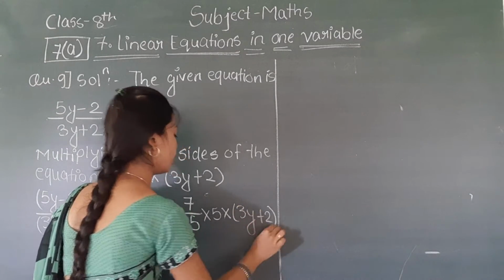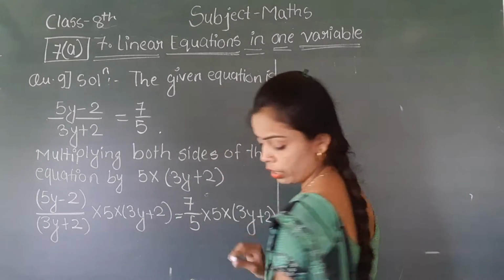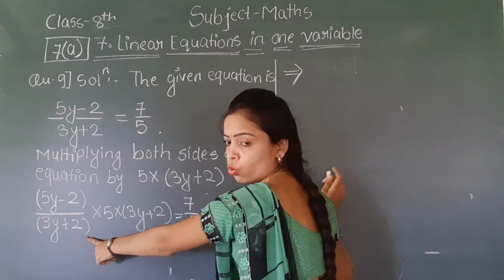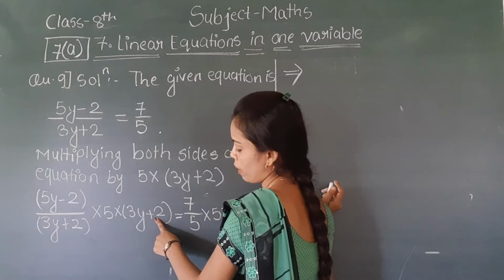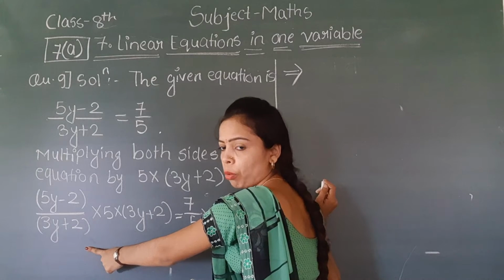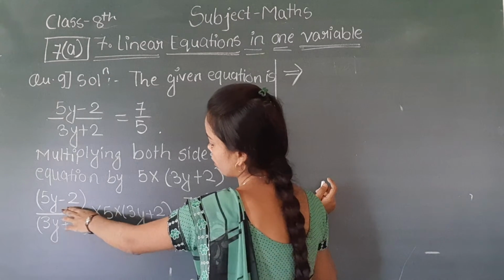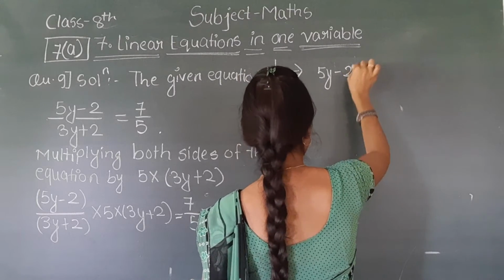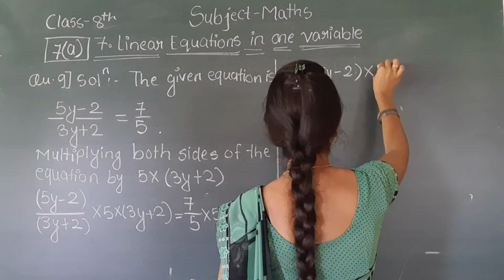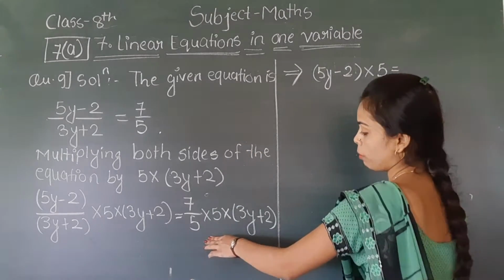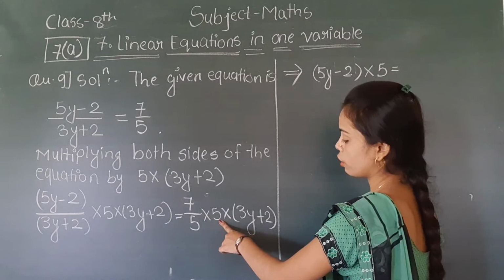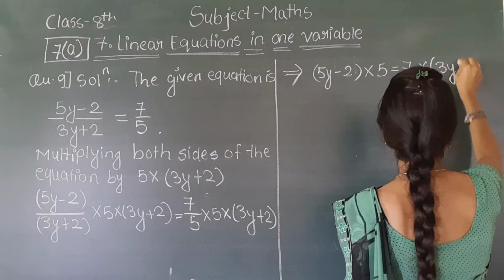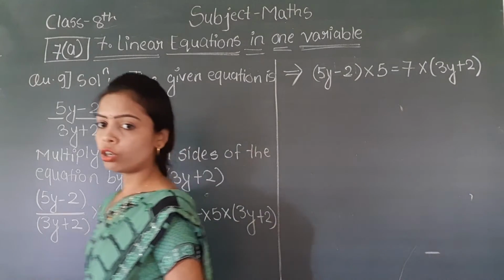Now the next step. The denominators will cancel, so what remains on the left hand side is (5y minus 2) multiplied with the 5. It is equal to, on the right hand side, the 5 cancels with this 5 and the remaining term is 7 into (3y plus 2). Okay, understood? What have we done here?